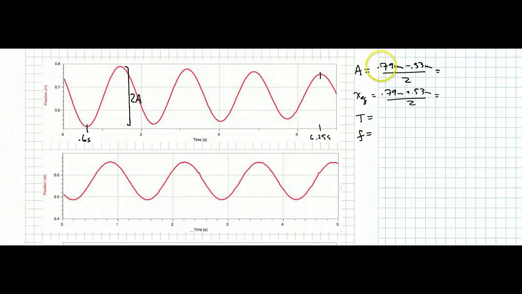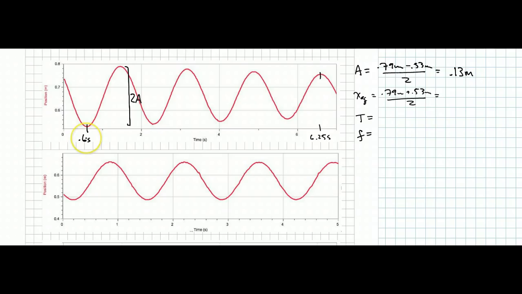So we started at 0.79 meters. We began at 0.53, or the lowest point at least is 0.53 meters. So that would be the whole extent from top to bottom. Divide by 2 will give us the amplitude, which gives us 0.13 meters or 13 centimeters.